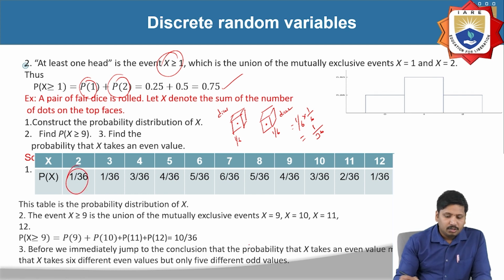So this is this one, and the probability of getting 3 here is also the same. So 2 1, so that should also be 1 by 36.